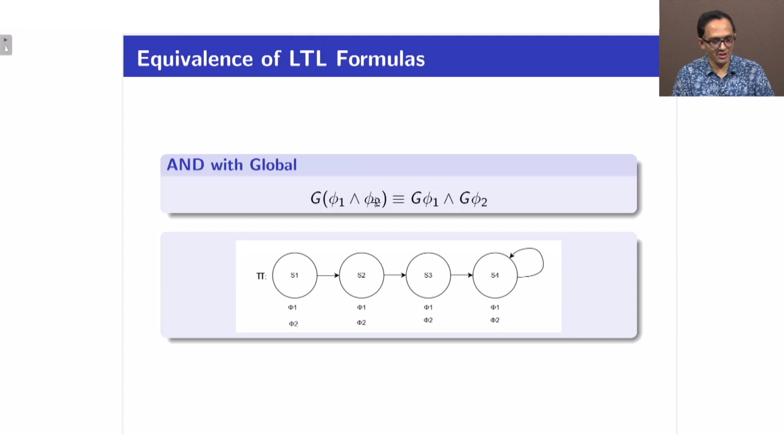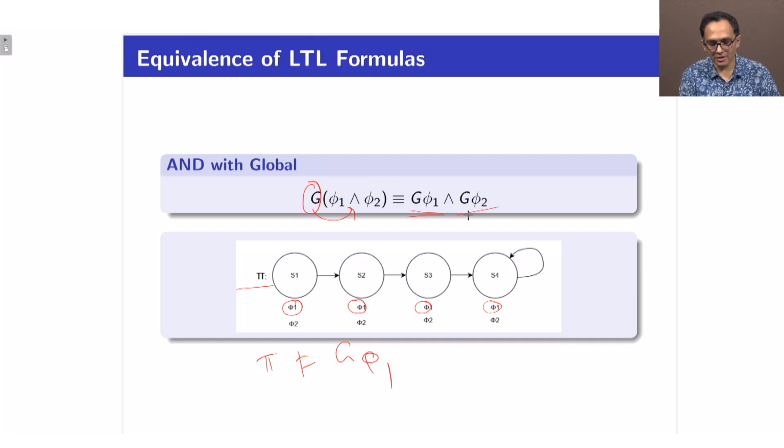Now I'll see the same thing, the distribution of global over the AND operator. So are they equivalent? I have globally phi 1 and phi 2, and then globally phi 1 and globally phi 2. So I'm just distributing like this. Now let us take this path pi, which is S1, S2, S3 and S4, and it continues. If I am saying globally phi 1, that means in every state phi 1 should hold, right, in my infinite path. So phi 1 holds here, here, here, and here, right? So that means this path satisfies globally phi 1.